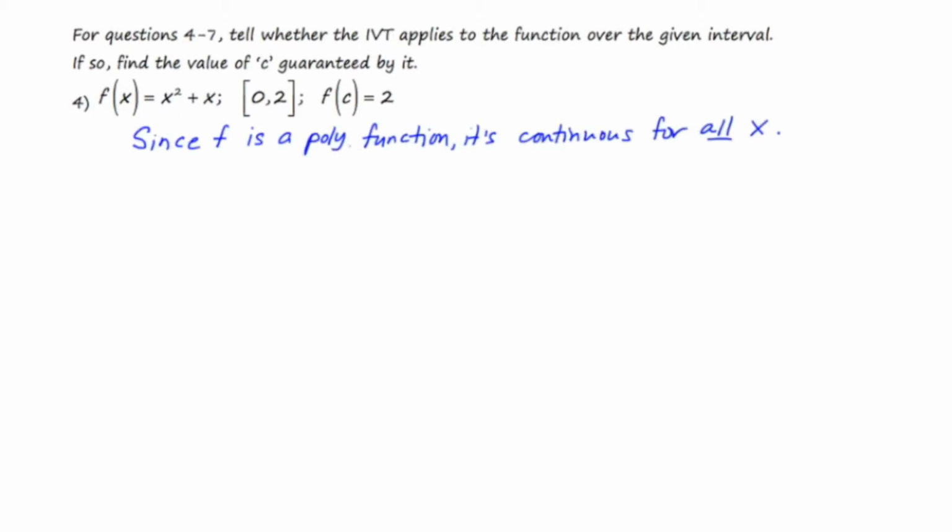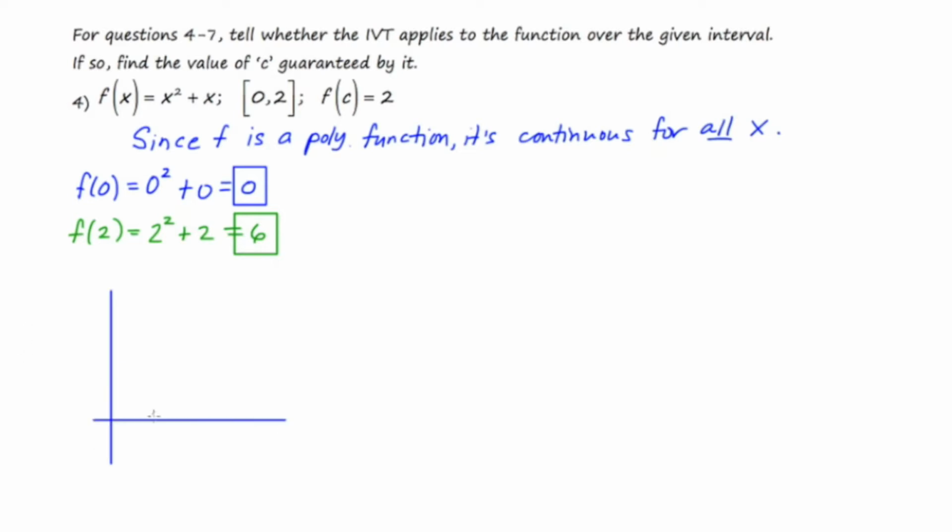The next thing that we're going to need to do is test the endpoints and see what their heights are going to be. So I'm going to test f of 0, and then I'm going to test f of 2 to see what the corresponding heights will be. f of 0 ends up being 0 squared plus 0, which of course is just 0. f of 2 would be 2 squared plus 2, which is 6. Now I'm going to graph my results so I can get a visual of the situation.